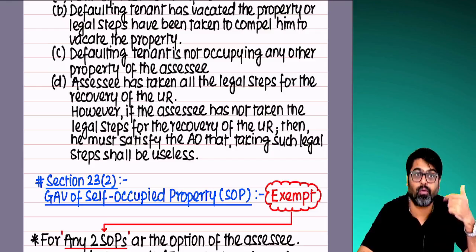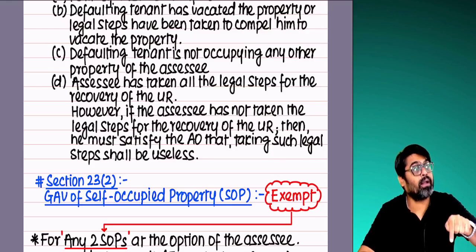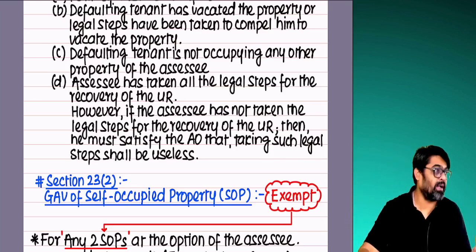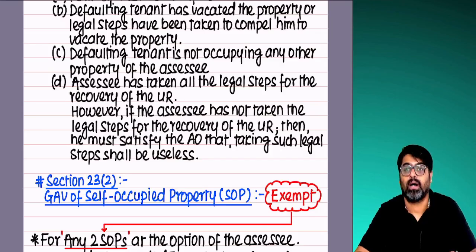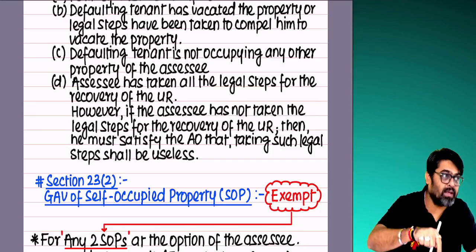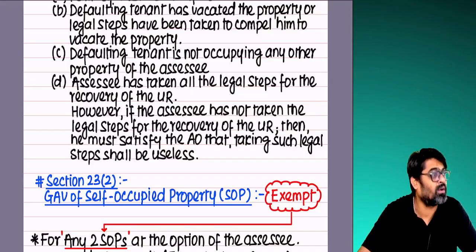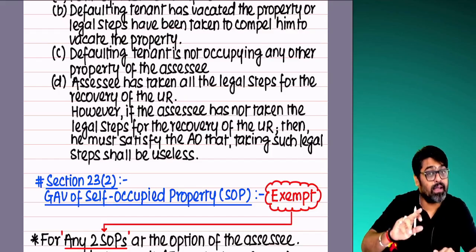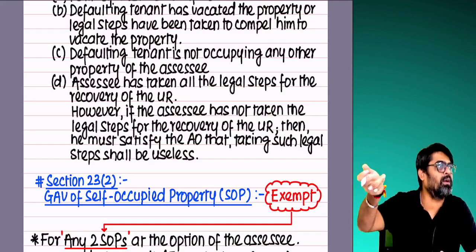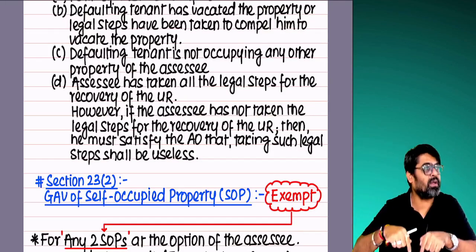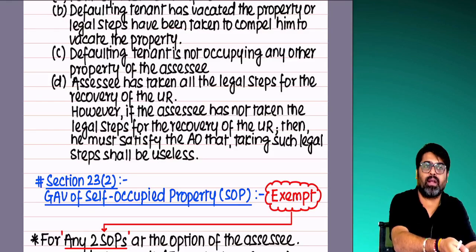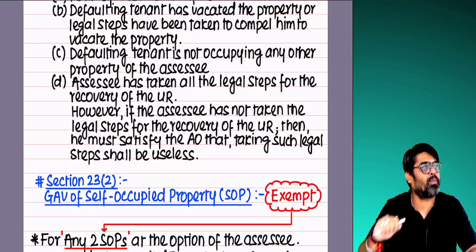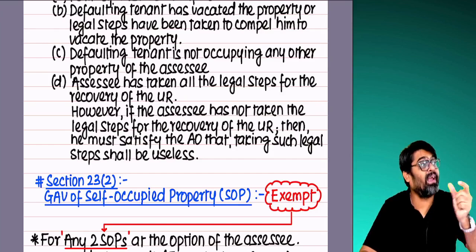You should be careful: if the defaulting tenant is occupying another property of the house property, and in that question it is given that the tenant has defaulted and has not paid you unrealized rent, will you take any deduction for that unrealized rent? No. Why? Because the defaulting tenant who is not paying you is occupying another property belonging to the assessee. Getting my point? That is one of the conditions: if you want to take the deduction for unrealized rent, the defaulting tenant should not occupy any other property. Likewise, this will be exploited in the question.